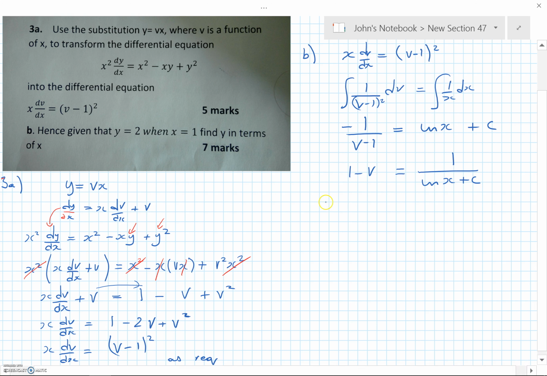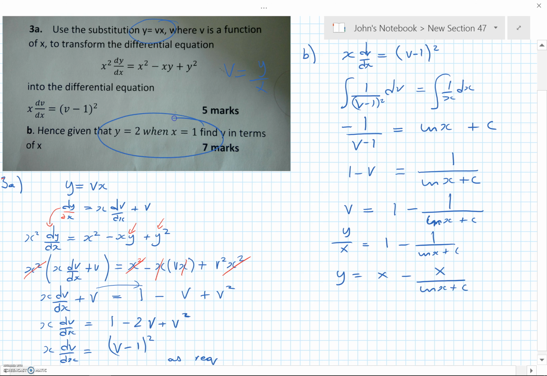Okay, so that gives me, because it does want y in terms of x, but I've chosen to do a bit of tidying before I've substituted the y back. So we've got v equals 1 minus 1 over ln x plus c. Now v, we will note, is equal to y over x. So we have y over x equals 1 minus 1 over ln x plus c. So our general solution is y equals x minus x over ln x plus c.